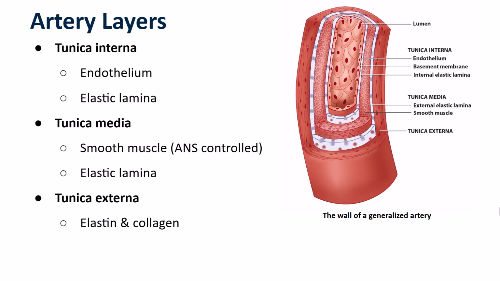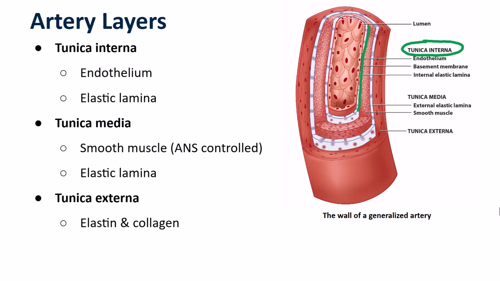The tunica interna consists of a very thin layer of endothelium. That endothelium is supported by a basement membrane, and that basement membrane is attached to a very thin layer of elastin protein that we call the elastic lamina. So this imparts a little bit of elasticity to the wall of the artery.